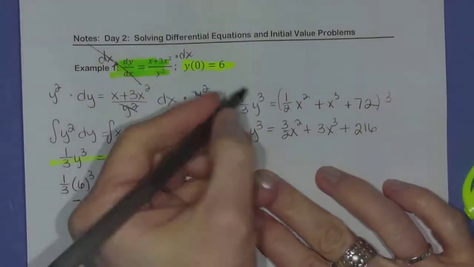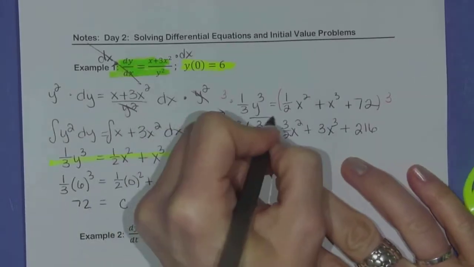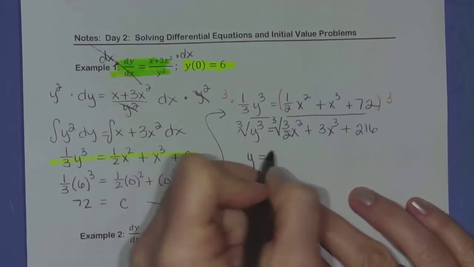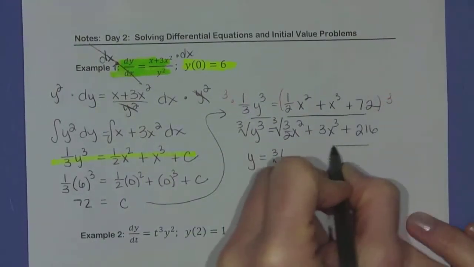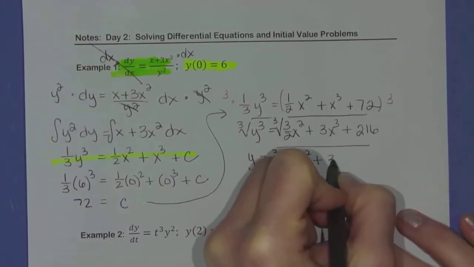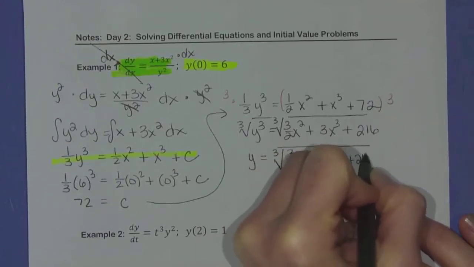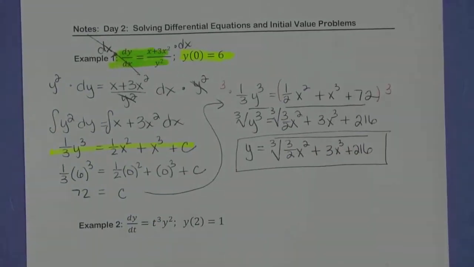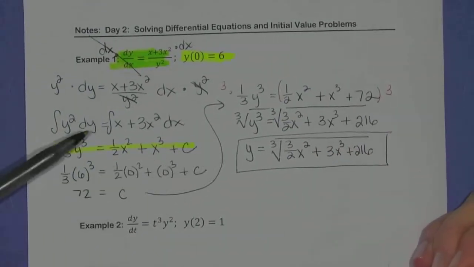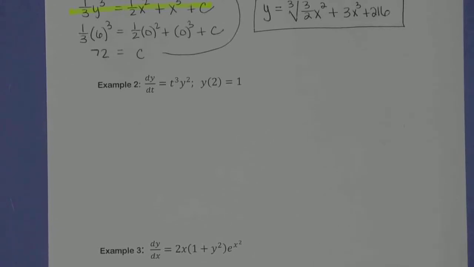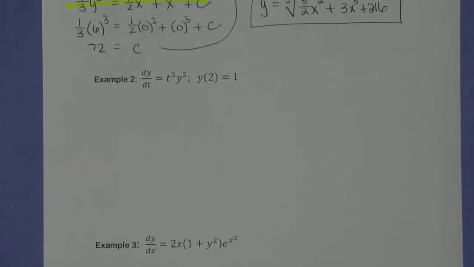And last but not least, I will just cube root both sides to get y by itself. So my final answer: y equals the cube root of 3/2 x^2 + 3x^3 + 216. And that's going to be my final answer. So the same process as yesterday, just a little bit more involved. Let's take a look at example 2. dy/dt equals t^3 y^2. So we've got a little product going on there.